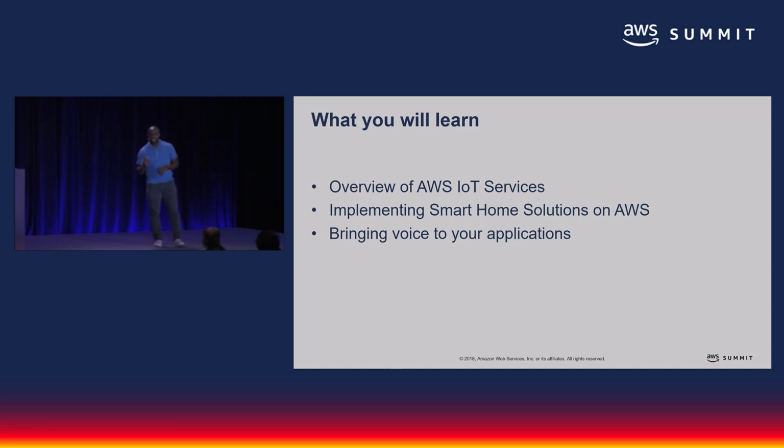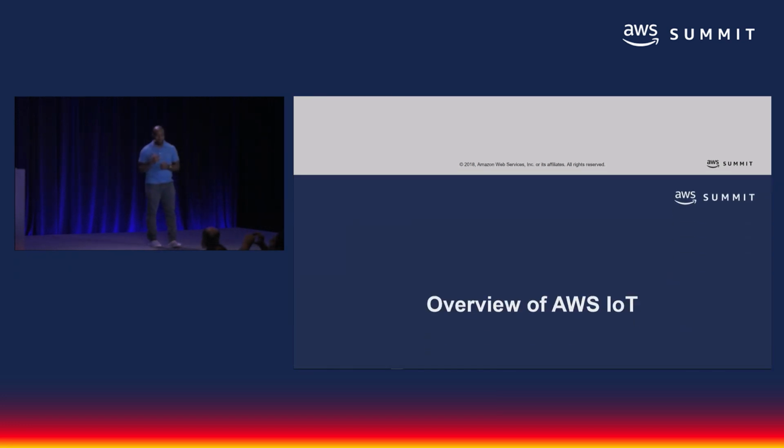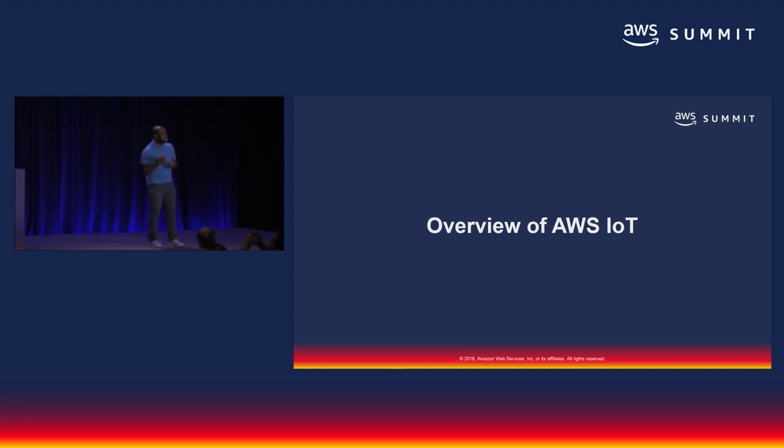From there, we'll show an example of implementing a basic smart home solution integration. For that, we'll use Kinesis Video. We'll show how to build a security camera using AWS IoT and Kinesis Video. And then we have the pleasure of diving into Alexa and how you can bring voice to your applications. So with that said, let's start with an overview of AWS IoT.